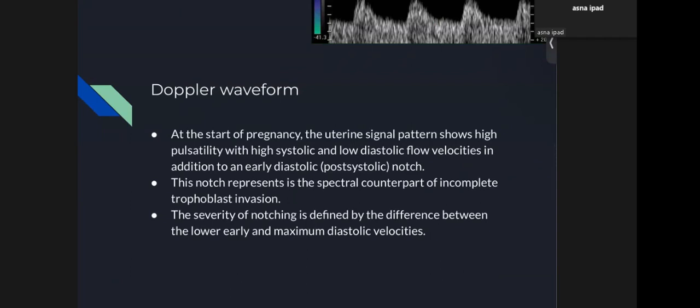At the start of pregnancy, the uterine artery pattern shows high pulsatility with high systolic and low diastolic velocities, in addition to an early diastolic notch. The diastolic notch is present in uterine arteries only up to 16 to 18 weeks. Beyond this, if it's present, it is pathologic. This notch represents the spectral counterpart of incomplete trophoblastic invasion. So starting out the pregnancy, there's incomplete trophoblastic invasion, and you get a notch. Then as the pregnancy progresses, the trophoblastic invasion is complete, and the notch should disappear.